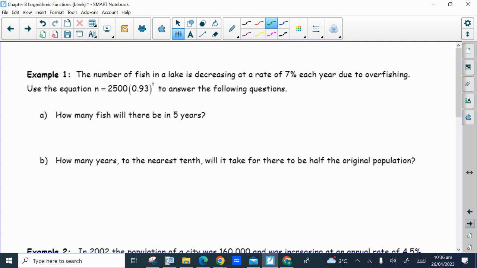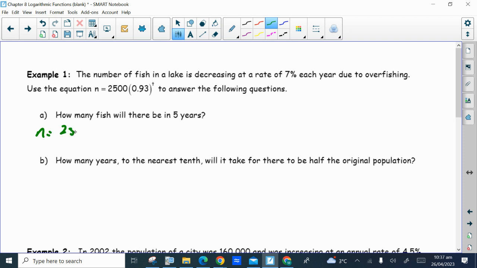So, first example, in this case, you're given the equation. Sometimes you will be, sometimes you might not be, so you have to write your equation. The number of fish in a lake is decreasing at a rate of 7%, which means it's maintaining 93% of its population. That's why B, the growth rate, is 0.93. This is happening due to overfishing. We'll use this equation to see how many fish there will be in 5 years.